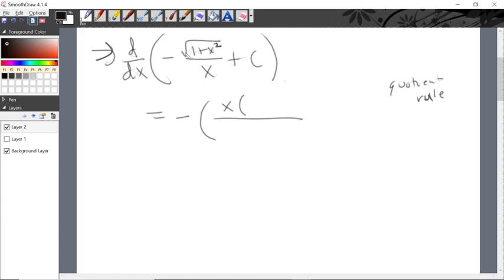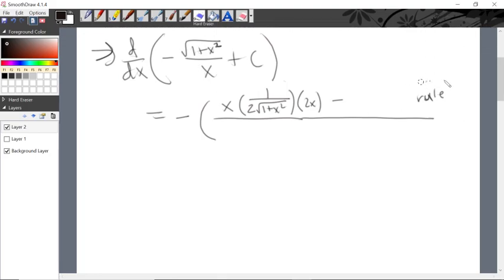First we have the derivative of the square root. Remember, the derivative of a square root gives us 1 over 2 times that root, so 1 over 2 root 1 plus x squared. That takes care of the derivative of the square root. Then multiply this result by the derivative of its inner function. The derivative of 1 plus x squared is 2x. So we have low d high minus, now we need the high function.